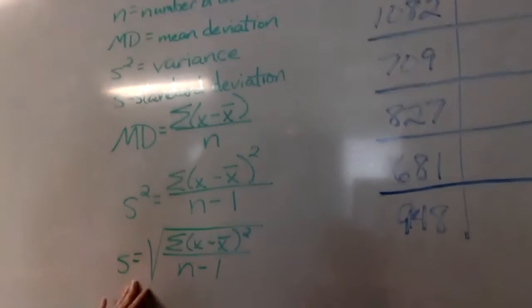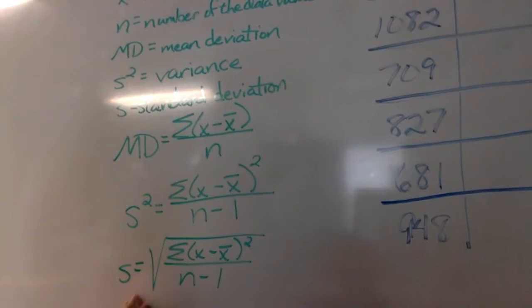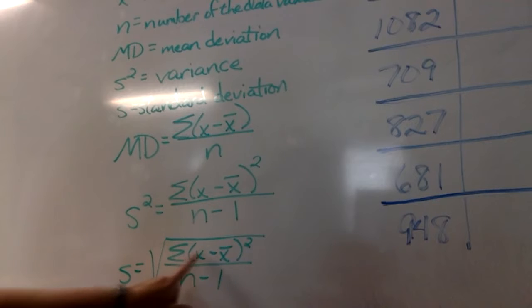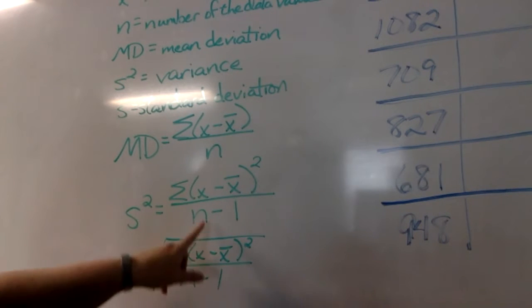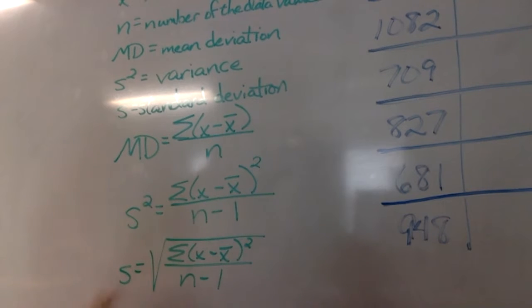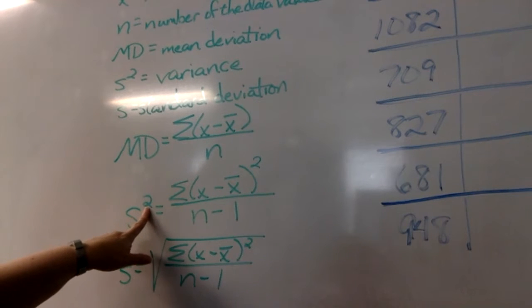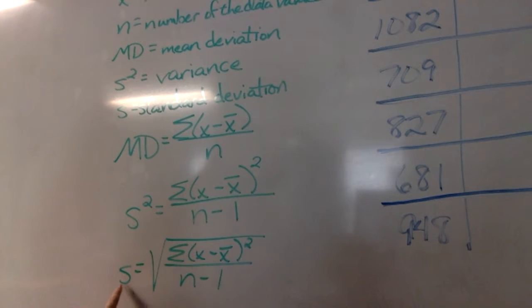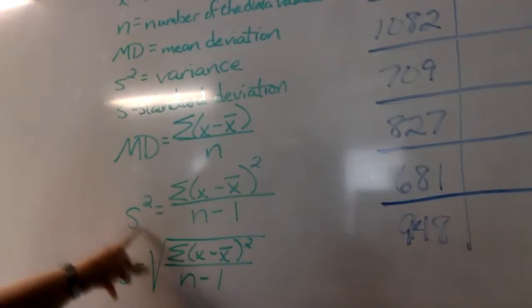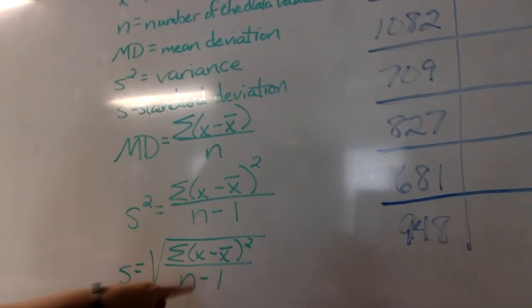And then the last one is our standard deviation, which is our goal. If you look real closely, the stuff that's underneath the square root sign is your variance. Remember, your variance was s squared. So to find the standard deviation, the s, I just take the square root of the variance.